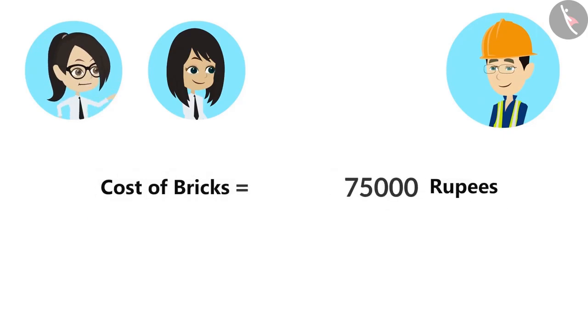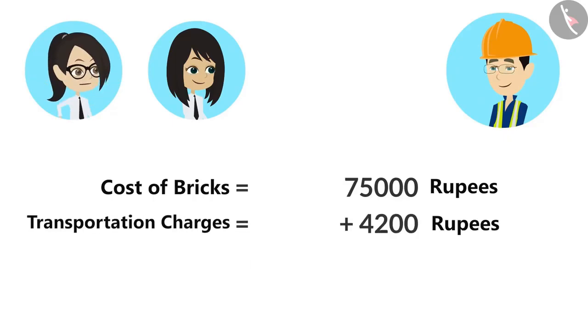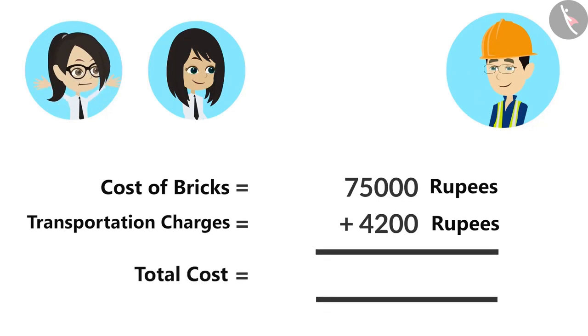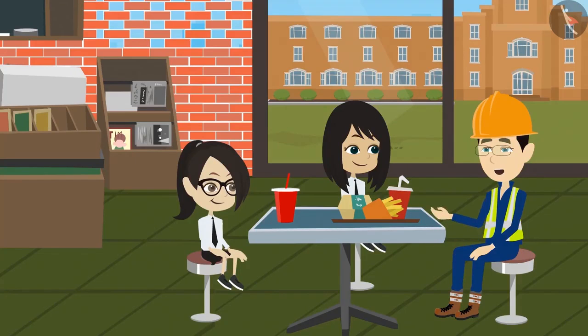Total cost of bricks is 75,000 rupees and the transportation charges are 4,200 rupees. Therefore, the total cost is 79,200. Neha and Vandana, your math is really strong. Your answer is absolutely right.